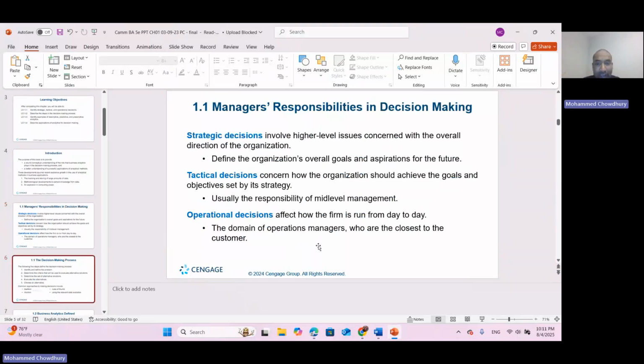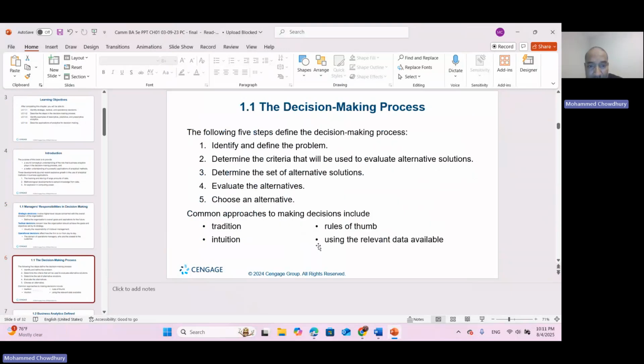Okay, so now the decision-making process. The following 5 steps define the decision-making process. Identify and define the problem. Determine the criteria that will be used to evaluate alternative solutions. If there is an alternative, time-saving and cost-saving solution available, that decision should be taken.